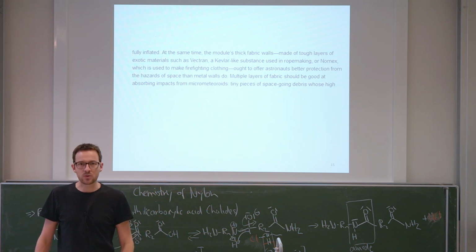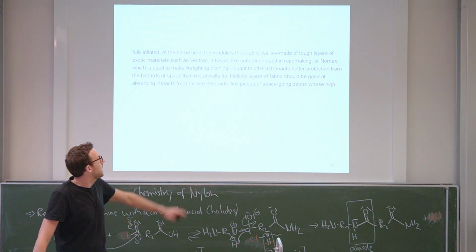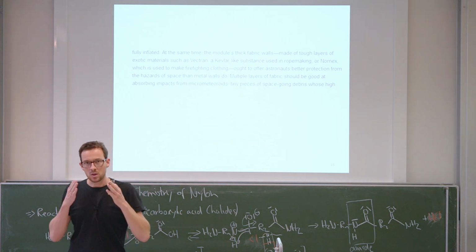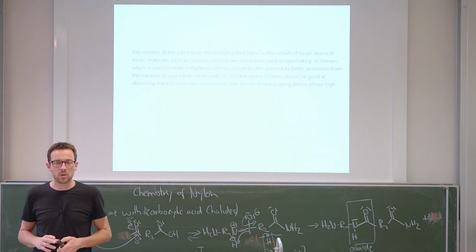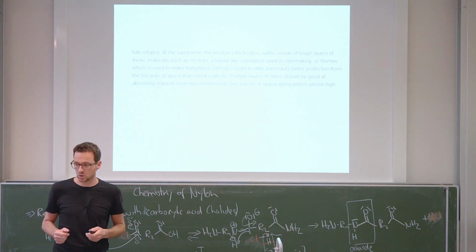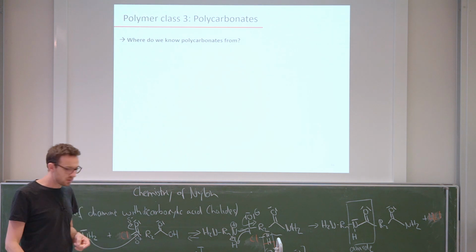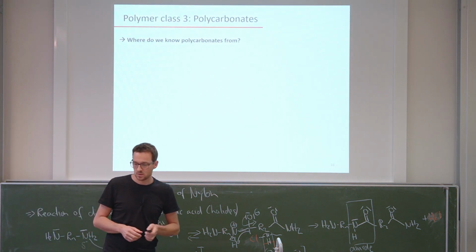So people at NASA or ESA or whoever was in charge of this module apparently preferred this polymeric material to metal. And Kevlar, as I said, is this aromatic polyamide I showed you before. Now this can show you how durable polymeric materials can actually be. Okay, moving on to the next substance class, polycarbonates.